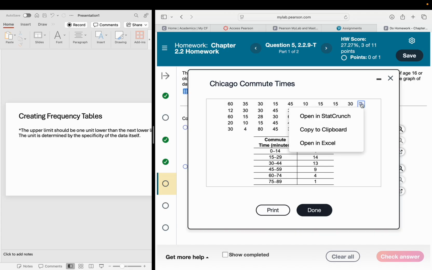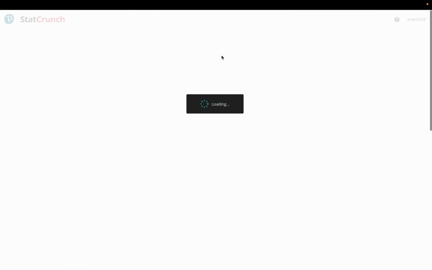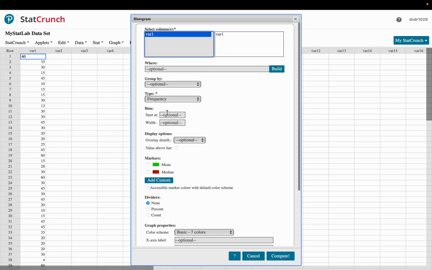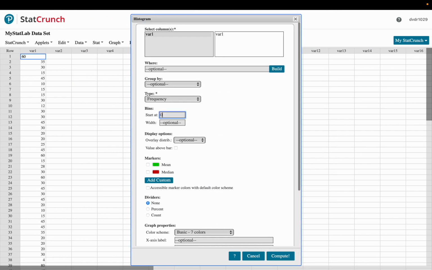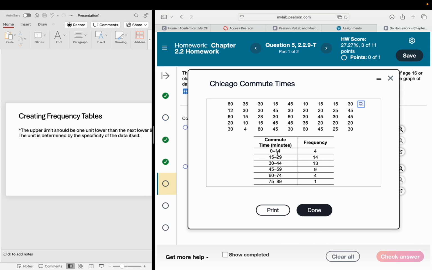Now, one thing I want to show you is, of course, you could open this up in StatCrunch directly, and you could just actually ask to make the histogram like we did before. We could say start at 0 and have a class width of, I think it was 15, but I moved a little quick. So I could already see the plot right there. And yep, there it is. But really, the question is, do you need to?